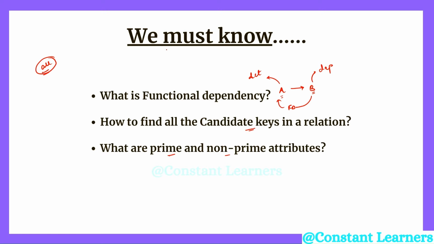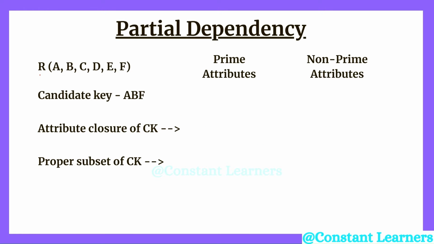Now let's get started. Let's say we have a relation R. Relation is nothing but a table, right? And we know that table has columns, that is attributes. So the attributes in this table are A, B, C, D, E, and F. Let's say the candidate key in this relation is ABF. We are just assuming, we are not finding anything in this video. So the candidate key given is A, B, and F.